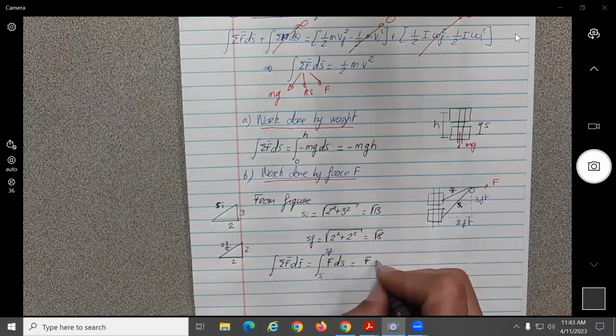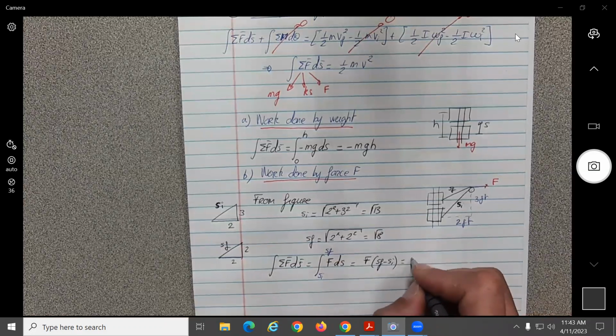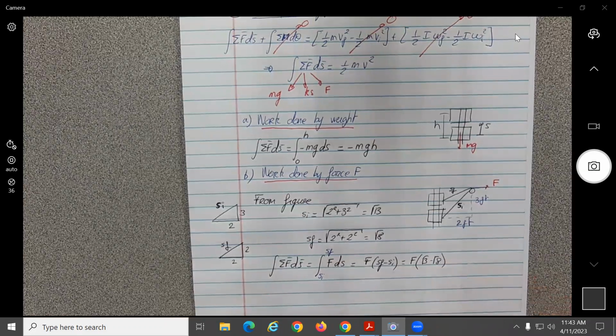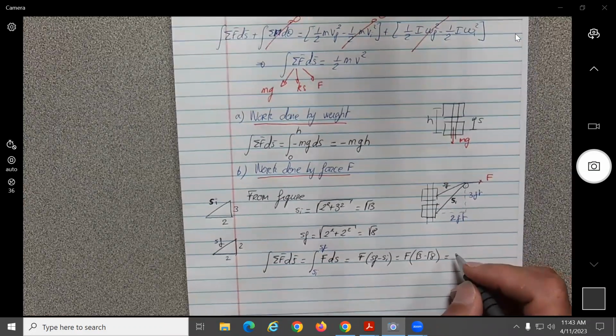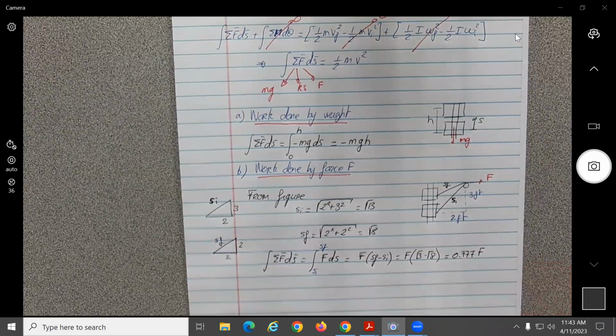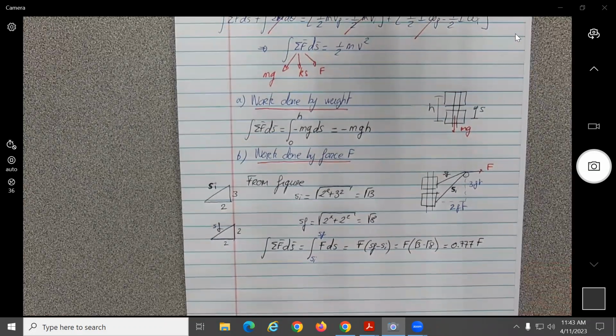So this would be equal to F times (S final minus S initial), which is the square root of 13 minus the square root of 8. How much is it? 0.777 F. Go and check. Any question?